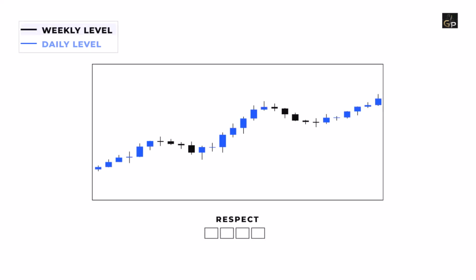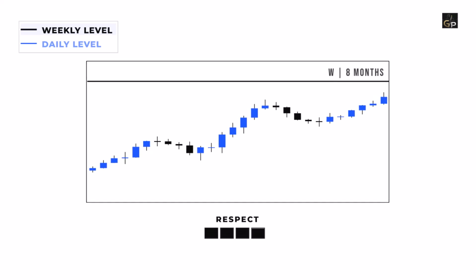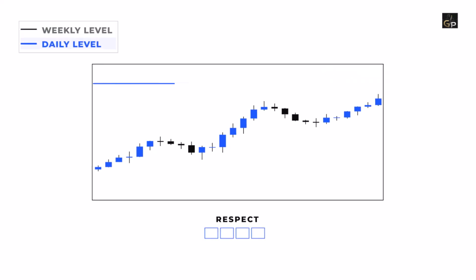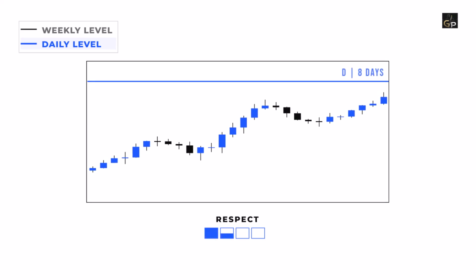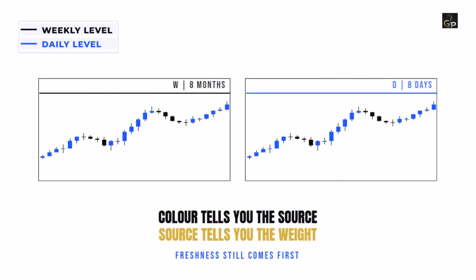Later on, when you're down on the 1 hour with price approaching something, you need to know instantly whether you're looking at 8 months of accumulated interest or 8 days of it. Those two situations call for different amounts of respect, and you won't remember which is which by then.